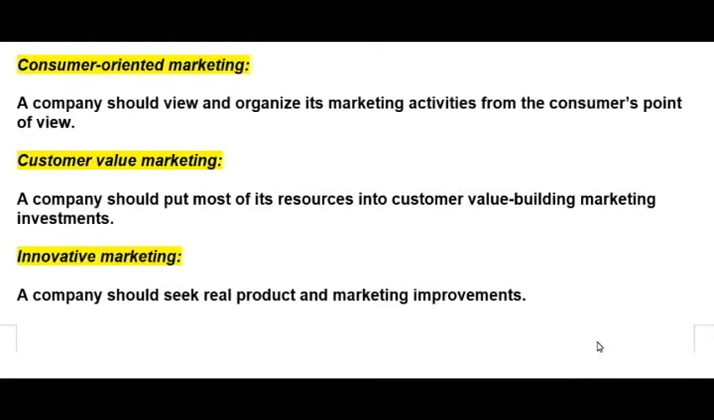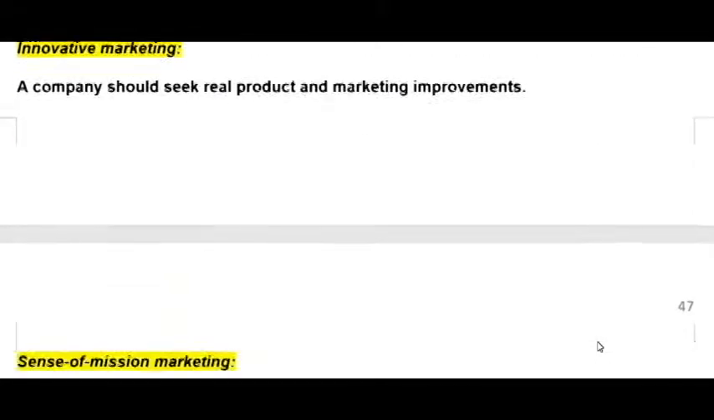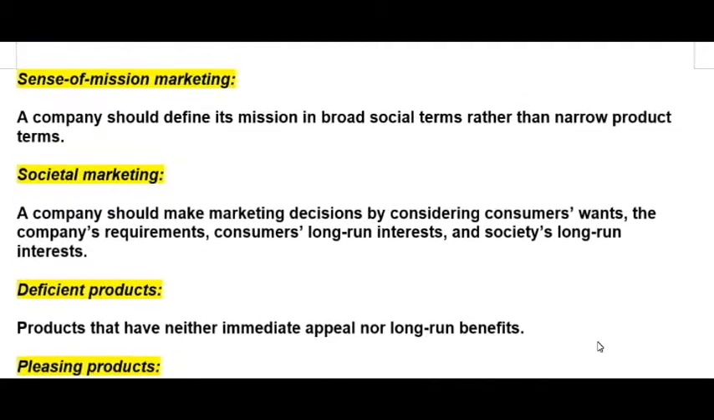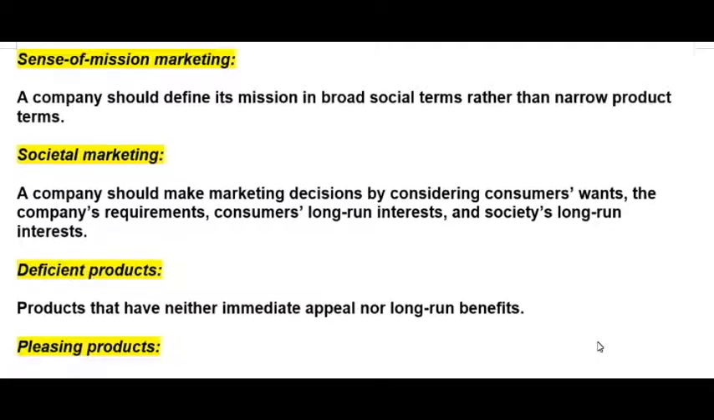Consumer-oriented marketing. A company should view and organize its marketing activities from the consumer's point of view. Customer value marketing. A company should put most of its resources into customer value building marketing investments. Innovative marketing. A company should seek real product and marketing improvements. Sense of mission marketing. A company should define its mission in broad social terms rather than narrow product terms.